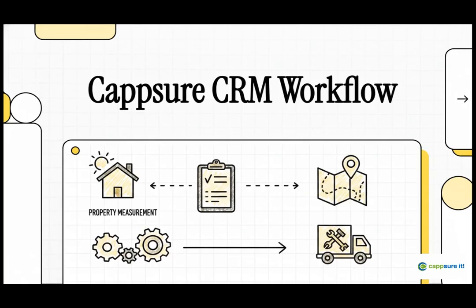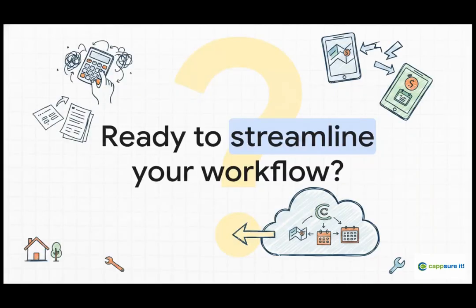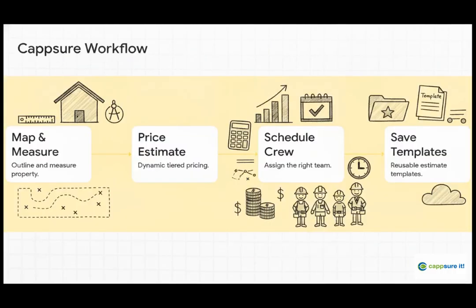Let's dive in. But first, think about your current process for just a second. Are you ready to finally ditch all that manual estimating? Are you tired of jumping between half a dozen different apps just for mapping, pricing, and scheduling? Well, what if you could consolidate that entire property service workflow into one single powerful tool? That is the exact problem Cappsure is solving, and we're going to see exactly how it pulls it off right now. Here's the workflow we'll be covering today.